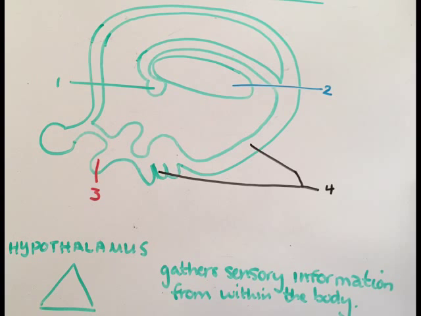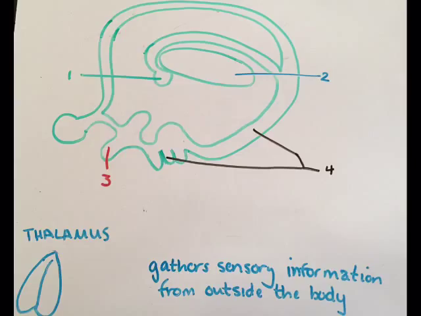Near the hypothalamus, we have the thalamus. This gathers sensory information from outside of the body. So it helps us to understand what's coming at us. Have we seen it before? Is it important? Do we need to know about it? All these things we see, hear, feel, and all of that other stuff. The thalamus is kind of the control center there.